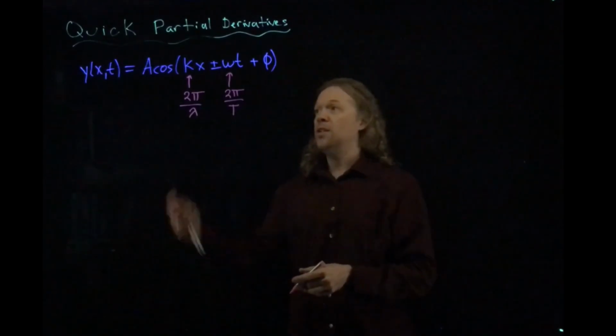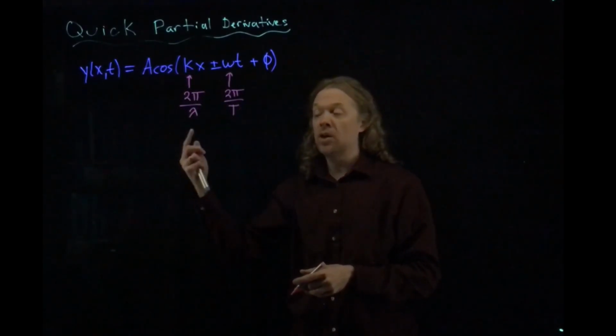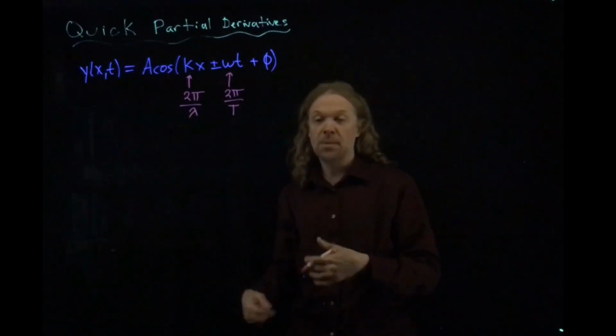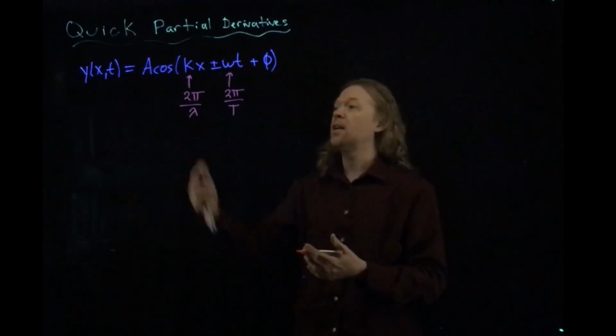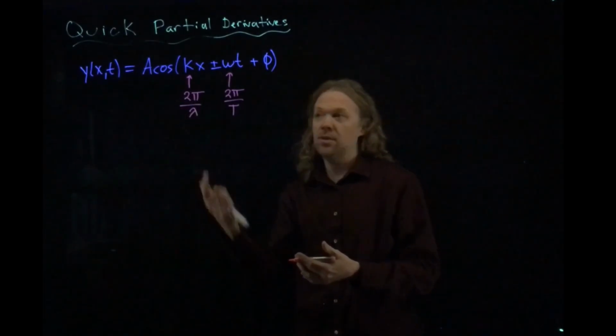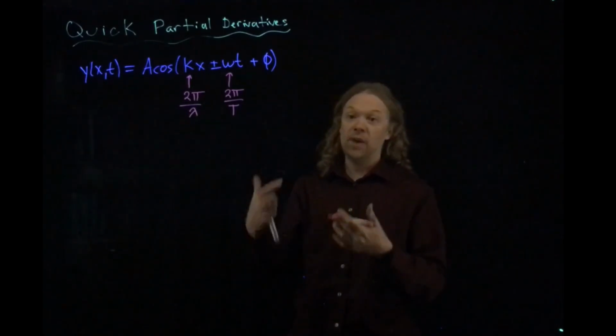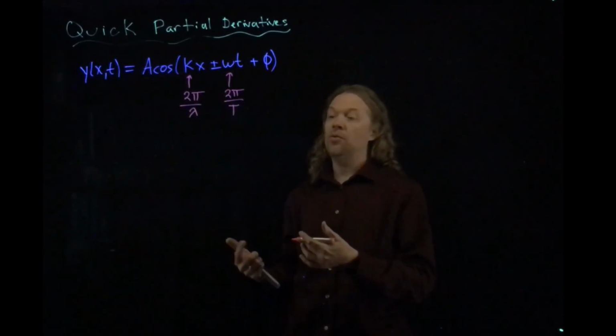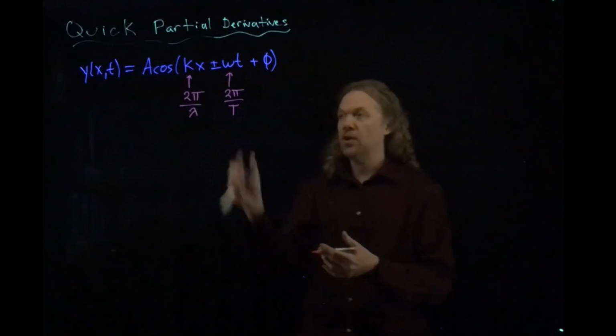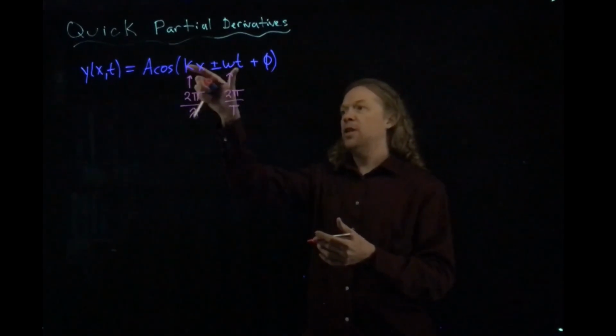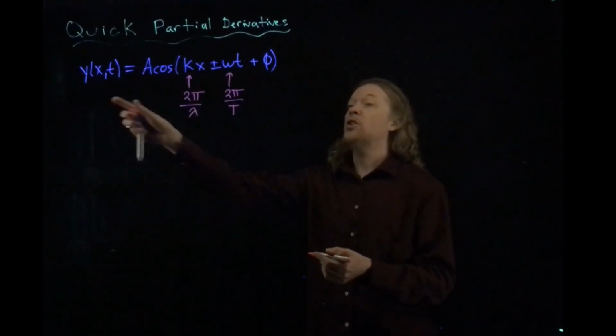So the other notation is k is the wave number, but if you want to relate that to the wavelength, which might be something you're more intuitively understanding, that's 2 pi over lambda, where lambda is the wavelength. Omega is the angular frequency, but you can also relate that to the regular period by saying 2 pi over the period time, so the period T. So this is either written this way or written this way. In either case, it's a function of two variables.